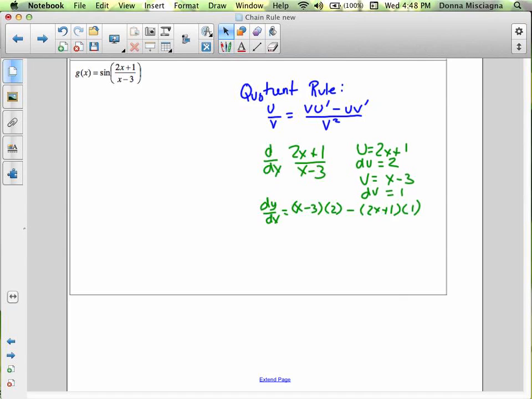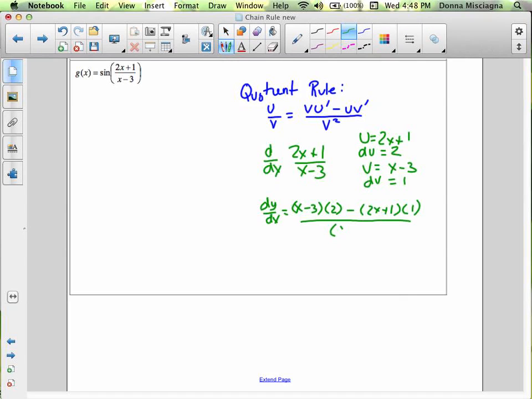All right, all over x minus 3 squared. All right, let's just expand. Let's just distribute and combine like terms. So dy dx equals, we've got 2x minus 6 minus 2x minus 1, right? Because if we multiply by 1, it's not going to change. All over x minus 3 squared. So that's going to be negative 7 divided by x minus 3 squared.